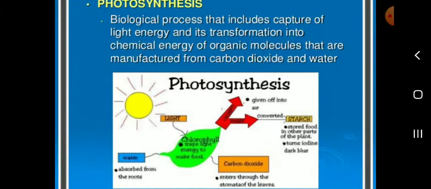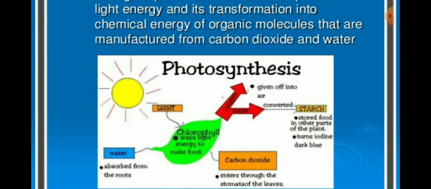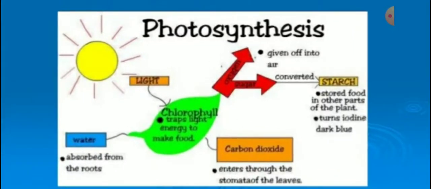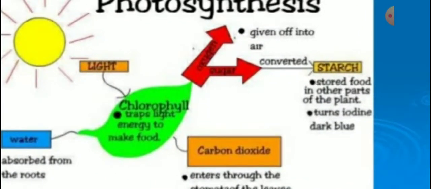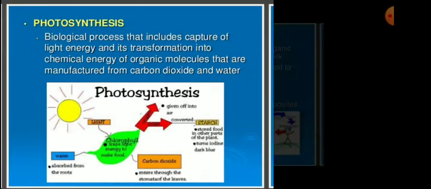Next, photosynthesis. What is meant by photosynthesis? A biological process that includes capture of light energy and its transformation into chemical energy of organic molecules that are manufactured from carbon dioxide and water. Listen, students. Chlorophyll, light, water, carbon dioxide, then given out to the air, converted into starch. The starch stored food in other parts of the plant turns iodine dark blue. That is the process of photosynthesis.